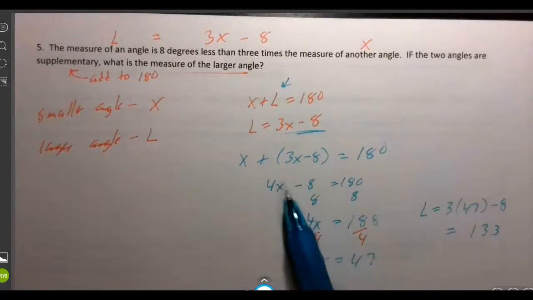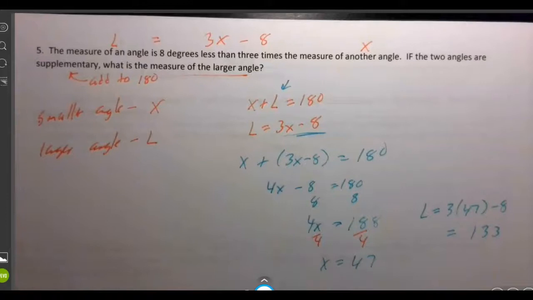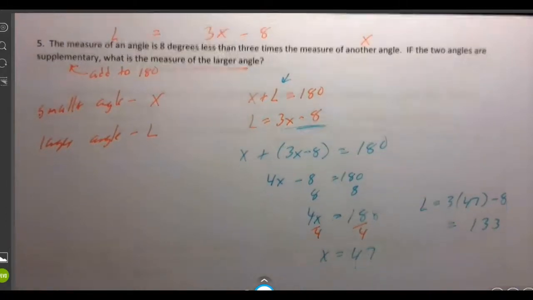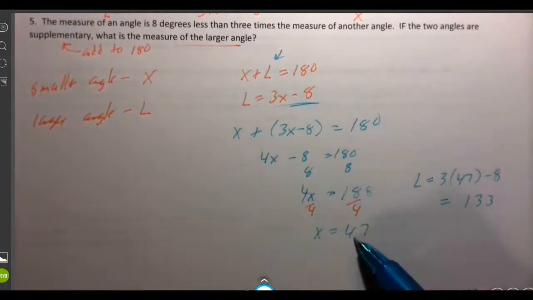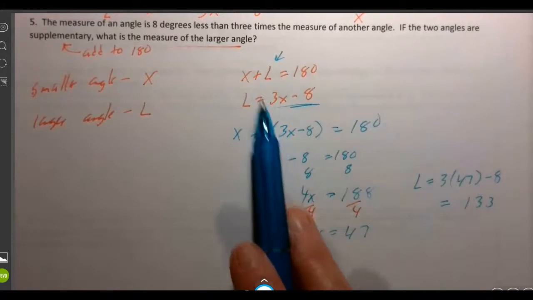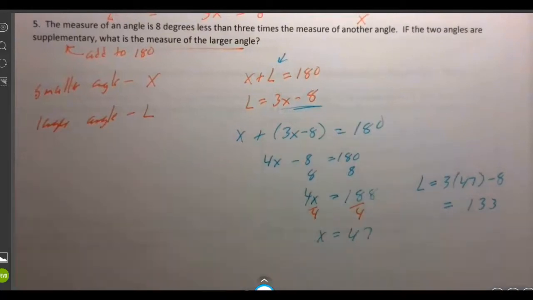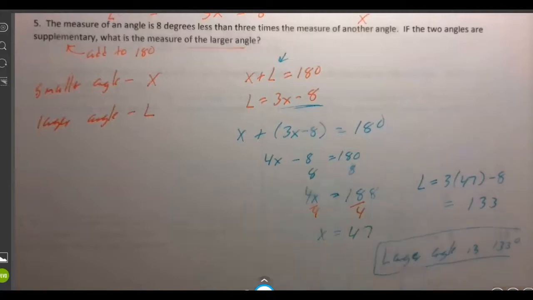Go. So once you solve this equation, you combine like terms here, because remember those parentheses are just because that's what I plugged in there. So I get 4x is equal to 188, x is equal to 47. Then I take that and plug it into the other equation. Could have plugged it into either one, but I took the easy one. 3 times 47 minus 8 is 133. So the larger angle is 133 degrees. Smaller one's 47.